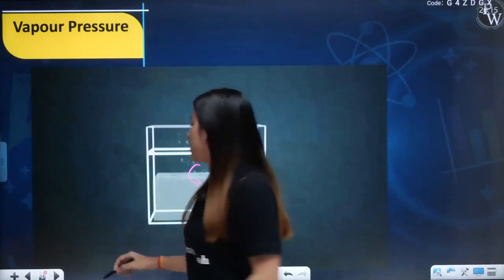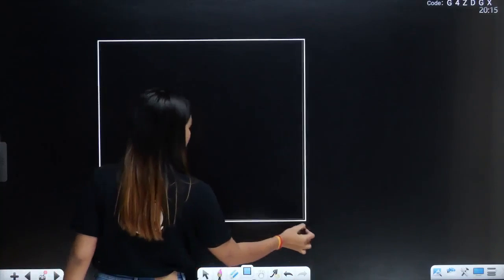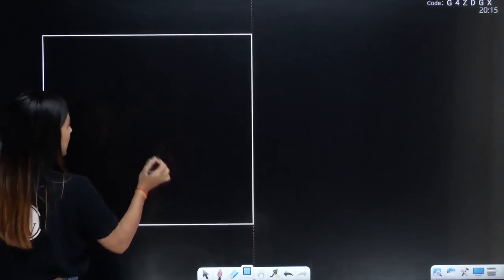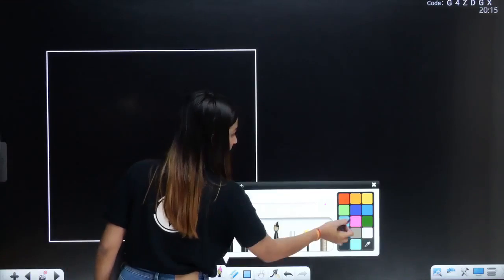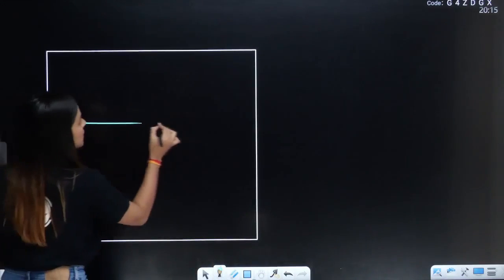Now let's move forward, my dear students, and understand the basic term vapor pressure. For this, we need a container, a closed container. So here we have a closed container. Now what you have to do is think of a liquid here. Let's say this is the liquid here.